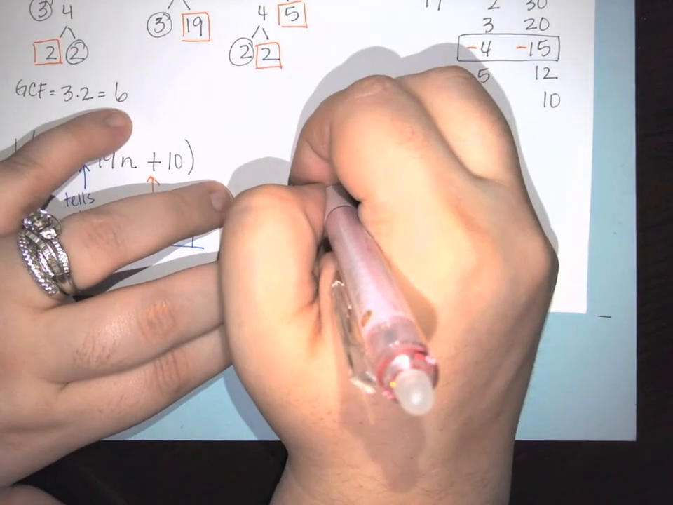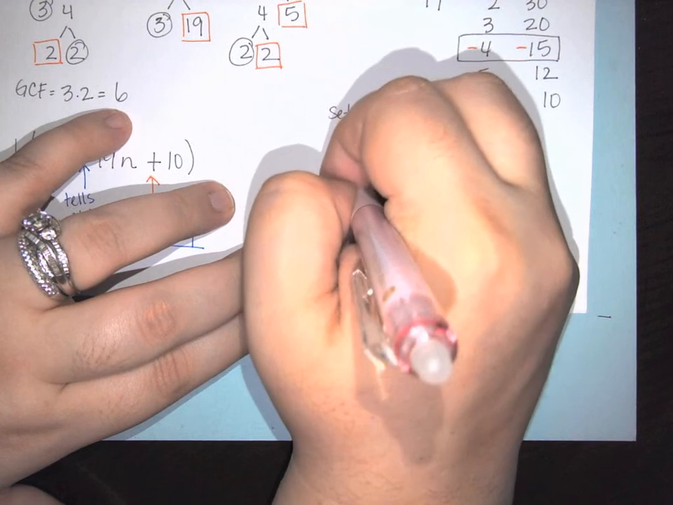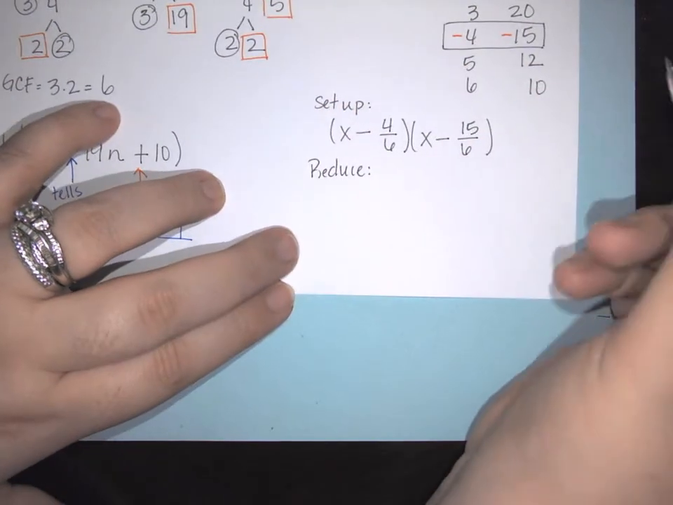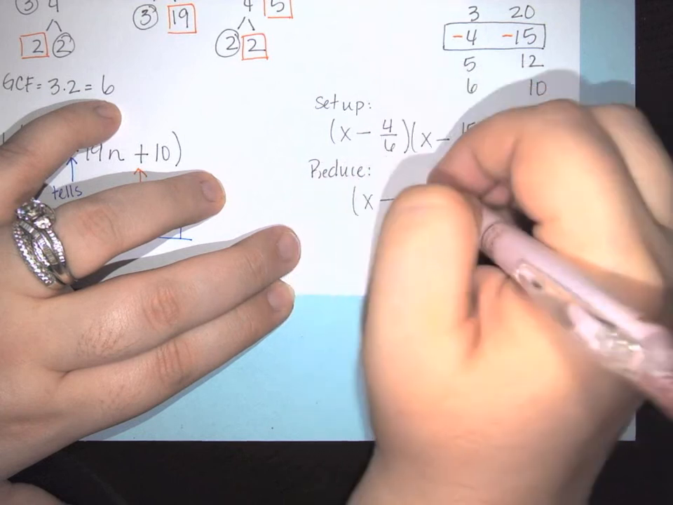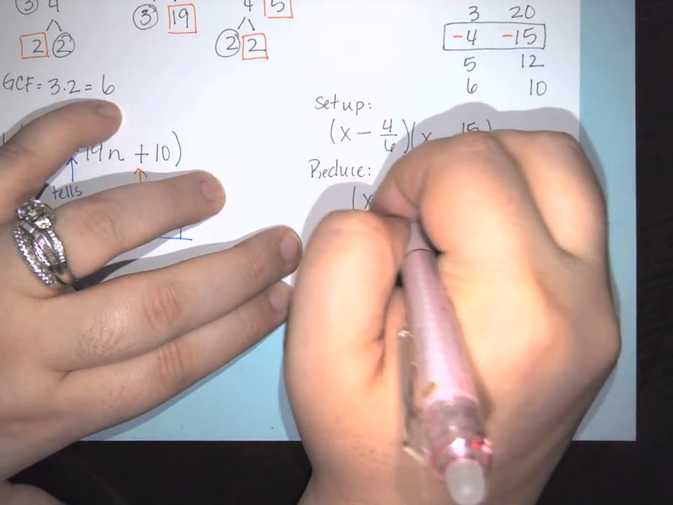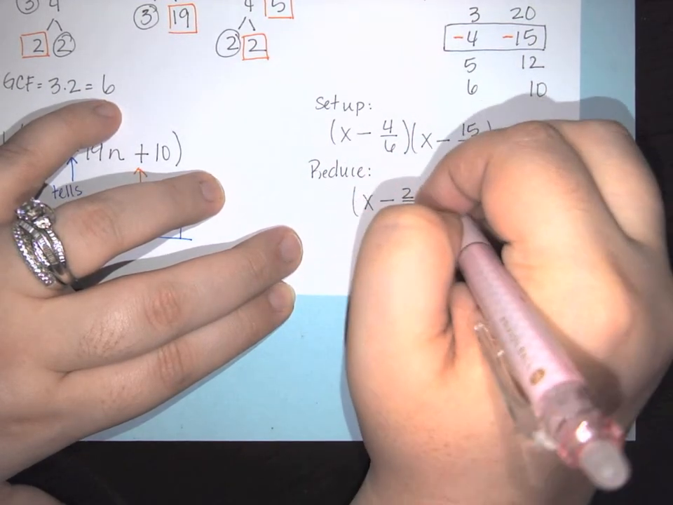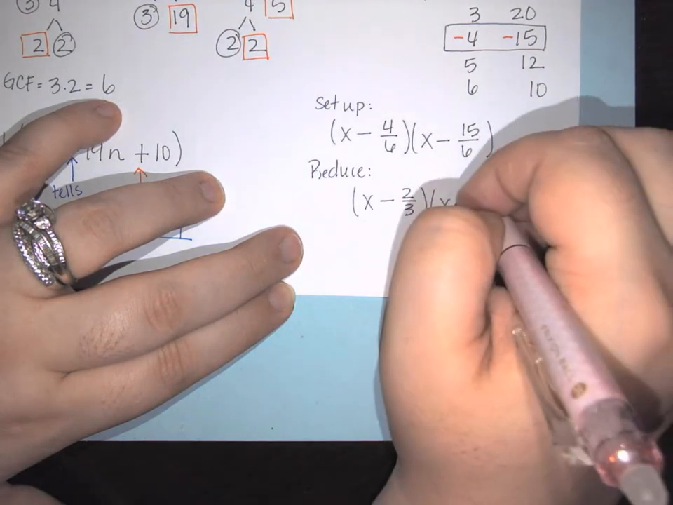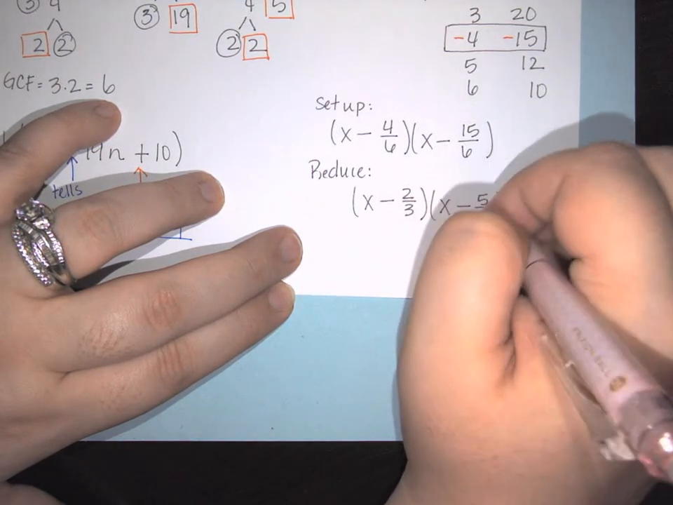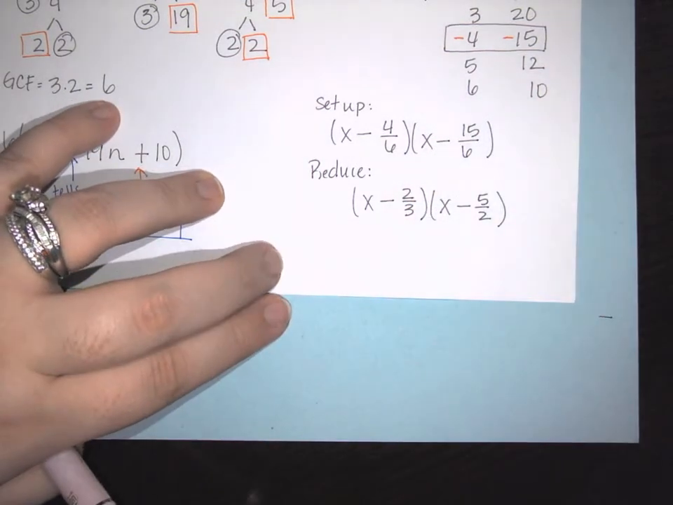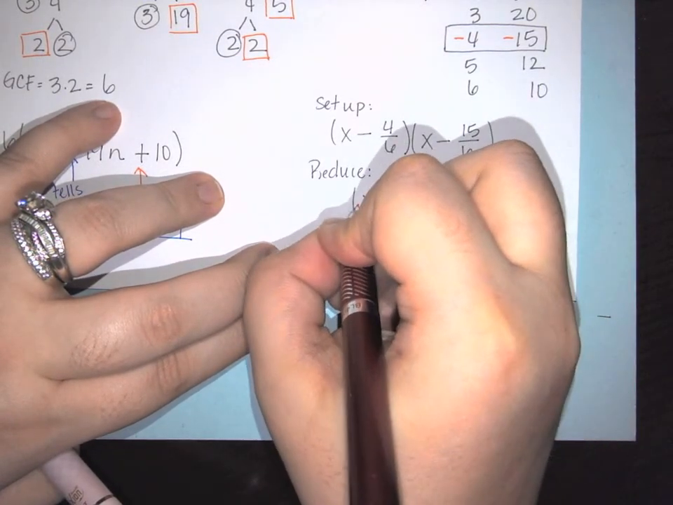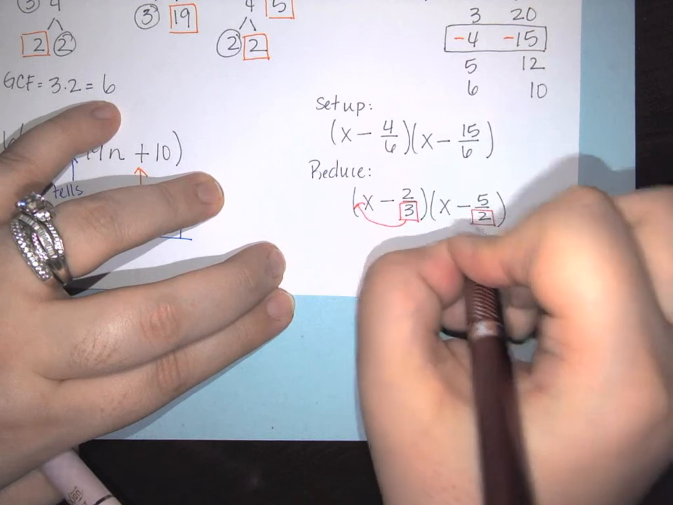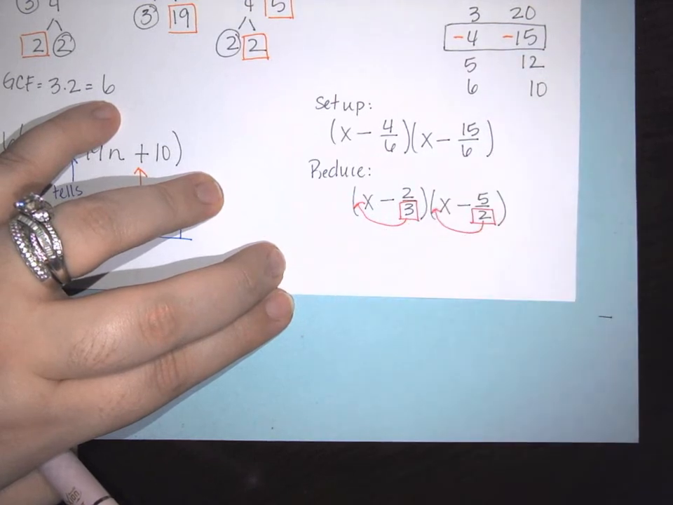Now we need to reduce. So here 4 over 6 will reduce, so we're going to end up with x minus, and this is going to become 2 over 3, and x minus, and this is going to become 5 over 2. The last thing we have to do is take that bottom and shift it up. Again, take that bottom and shift it up.